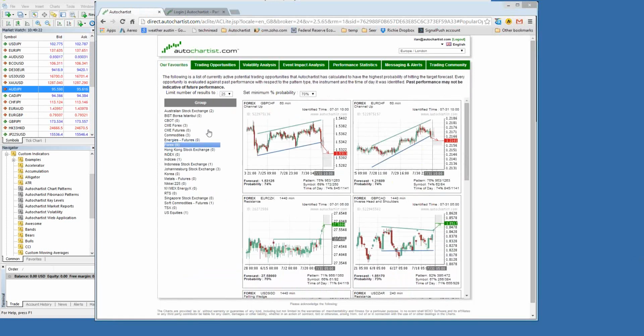Impact Analysis section. The Our Favorites section really combines the trading opportunities together with the performance statistics and allows you to filter the opportunities based on the highest probability opportunities, which are calculated on past performance. Again, past performance, just a disclaimer, may not be indicative of future performance, but certainly what we're saying here is that this opportunity on GBP Swiss franc, for example, has a 74% chance of hitting its forecast level of 153.13 based on the past 6 months performance of this instrument of channels on 60-minute data.